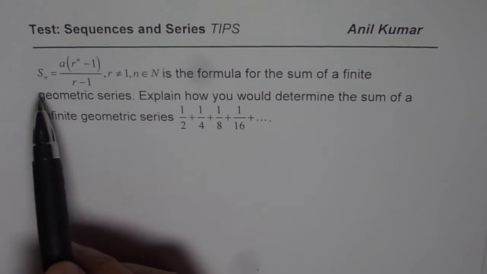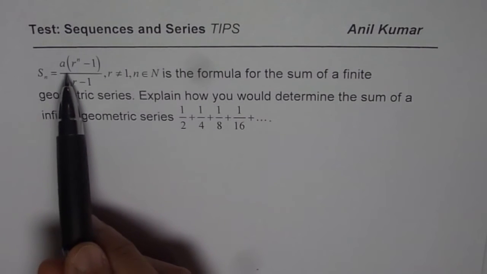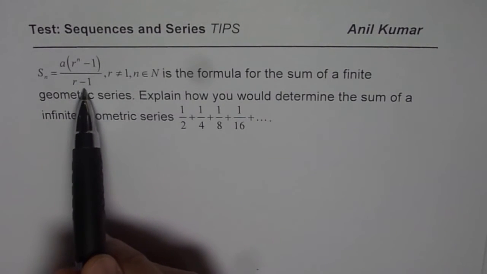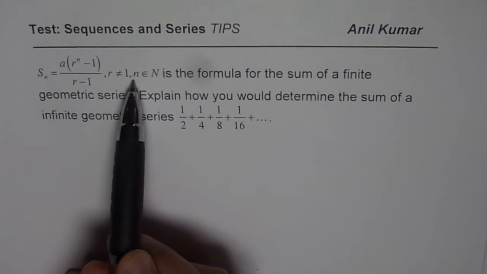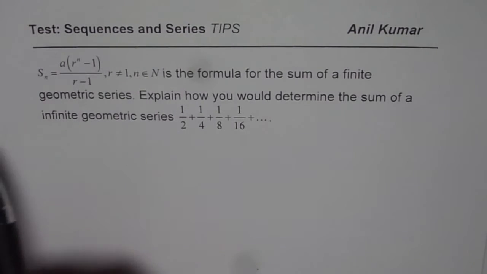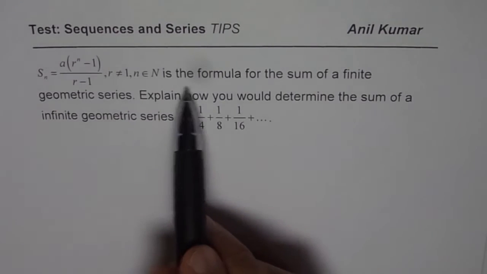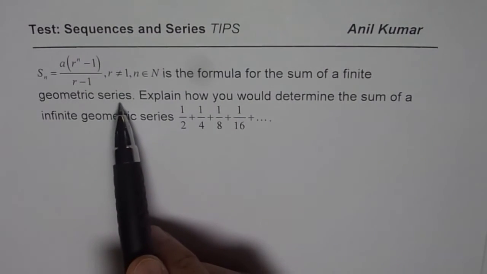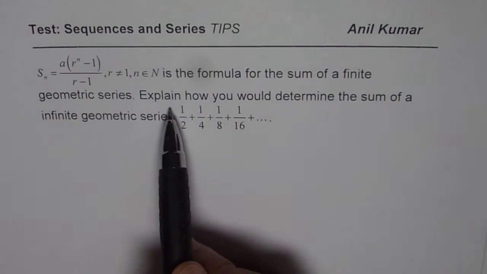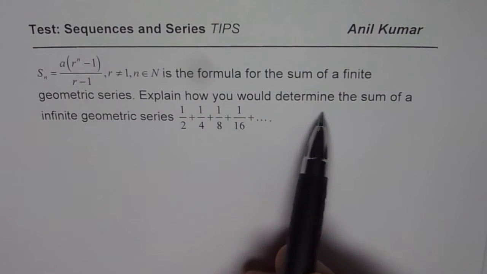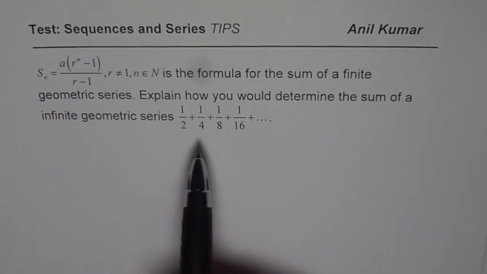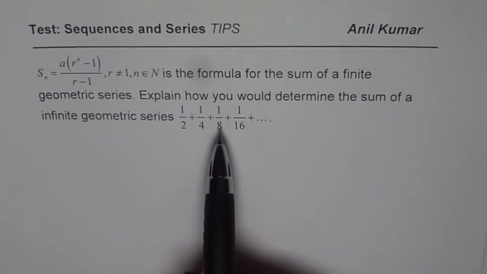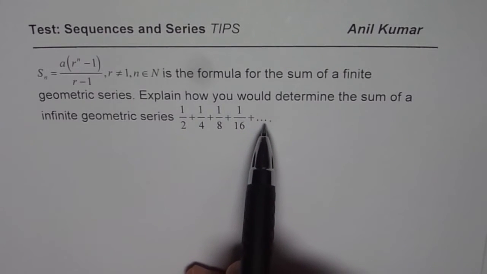The question was Sn equals a times r to the power of n minus 1 divided by r minus 1, where r is not equal to 1 and n belongs to the set of natural numbers. Now this is the formula for the sum of a finite geometric series, correct? Explain how you would determine the sum of an infinite geometric series like the one given here: 1 over 2 plus 1 over 4 plus 1 over 8 plus 1 over 16 and so on.